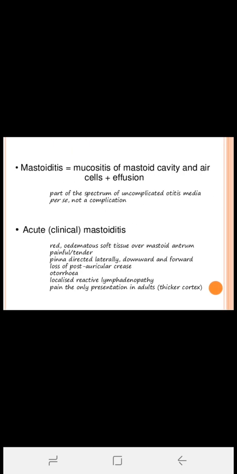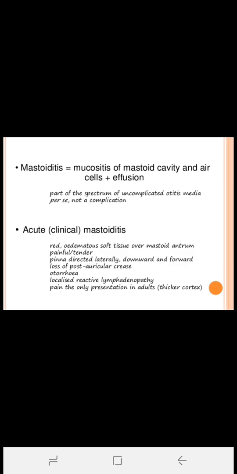Now, the other complication is mastoiditis. It can be acute or coalescent. Mastoiditis is mucositis of the mastoid cavity and air cells plus effusion. It is a part of the spectrum of uncomplicated otitis media. Per se, it is not a complication.